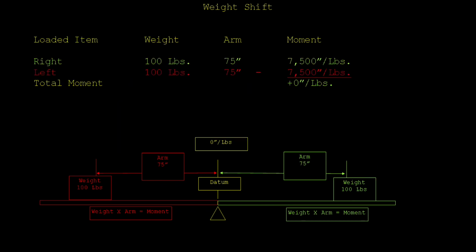We can validate this answer by looking at the result. If we started with a left weight of 100 pounds and a left arm of 75 inches, we have a left moment of 7,500 inch-pounds. After moving the weight on the right, we are left with a right weight of 100 pounds and a right arm of 75 inches, giving us a right moment of 7,500 inch-pounds. Subtracting the left moment of 7,500 inch-pounds from the right moment of 7,500 inch-pounds gives us a total moment of 0, which restores balance to the scale.